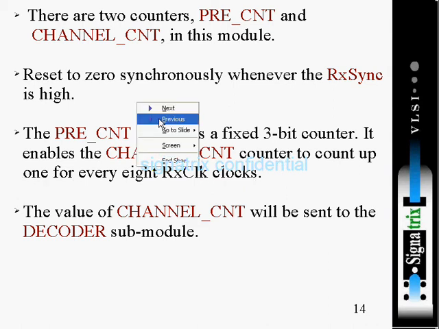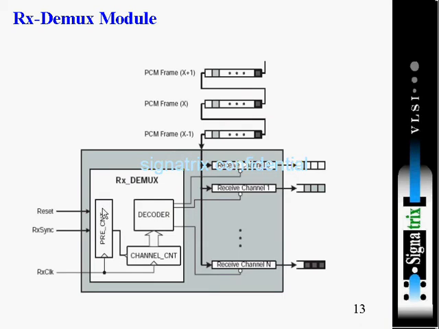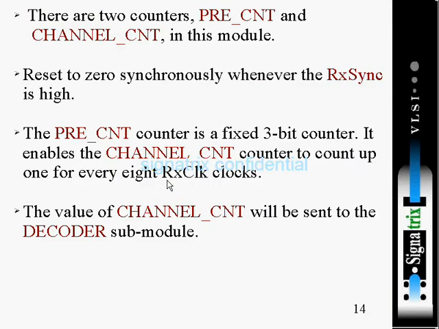I told you before, this is a 3-bit counter, which means it counts from 0 to 7, 8 possible values. So it works for 8 cycles, and after 8 cycles it enables one signal to the channel count. Then the channel count selects the next receiver, the second channel, then again 8 bits, then the third channel, up to n. The value of channel count is sent to the decoder submodule, and the decoder decodes the address.